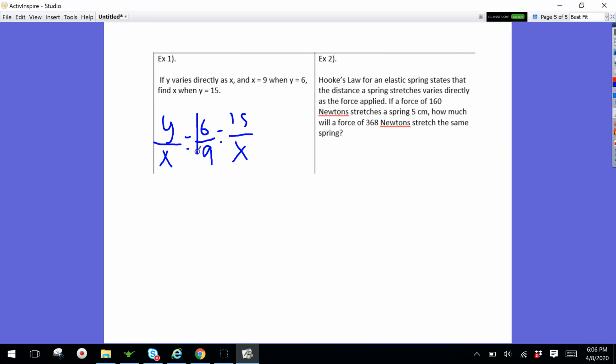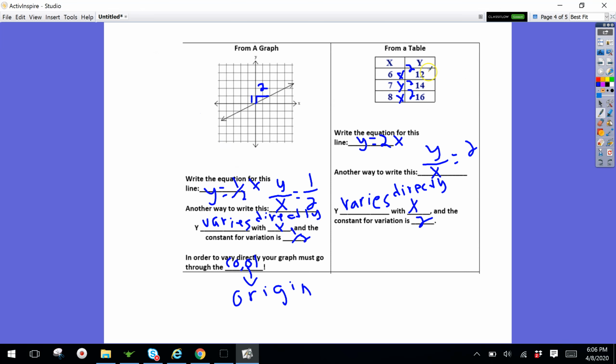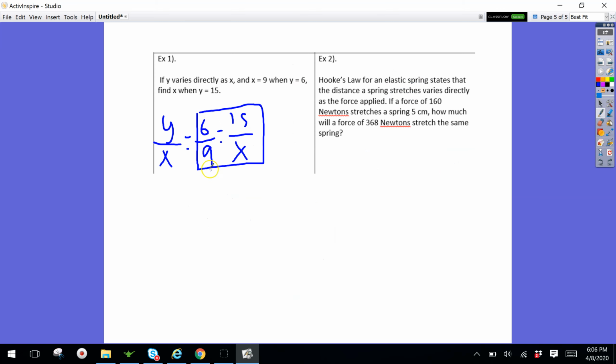So basically, we should get the same number. When I divide 6 by 9, you should get the same number as when you divide 15 by x. Let's look at the examples we've done here. 12 divided by 6 got us 2. 14 divided by 7 got us 2. Again, there's a direct variation. So because there's a direct variation, I can set up this proportion.